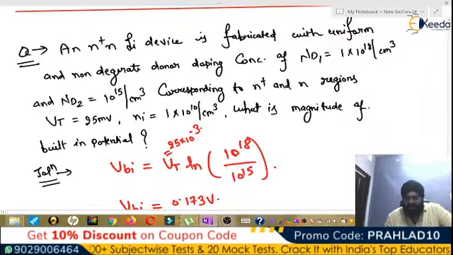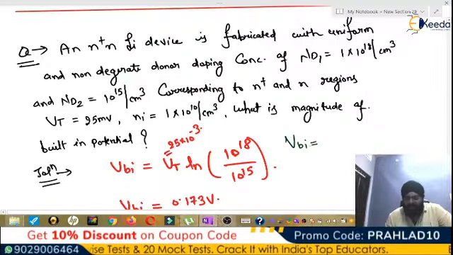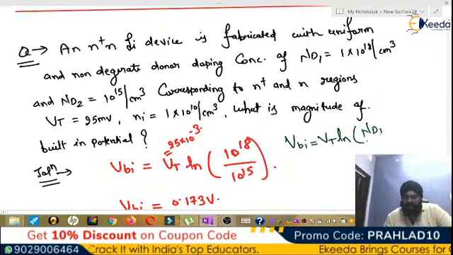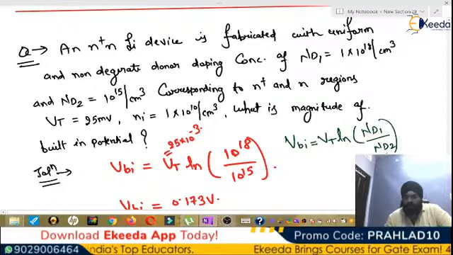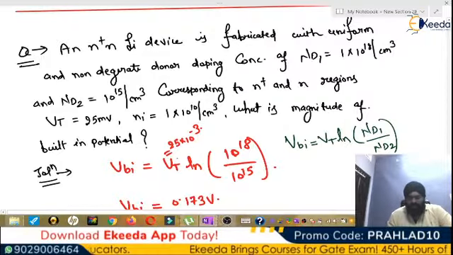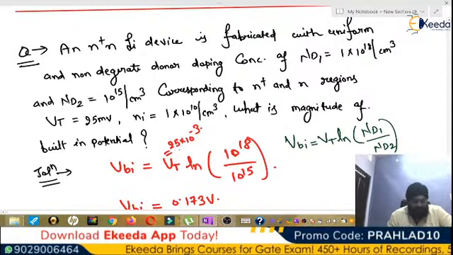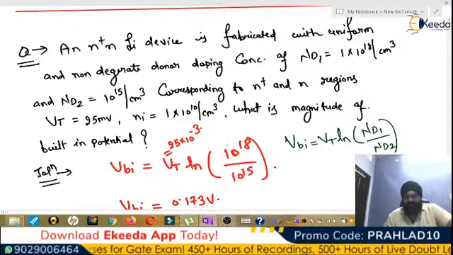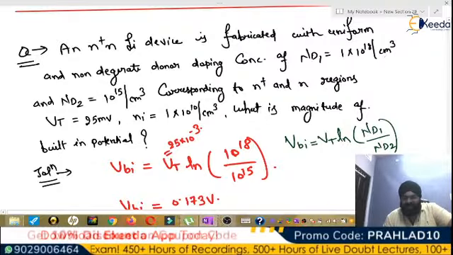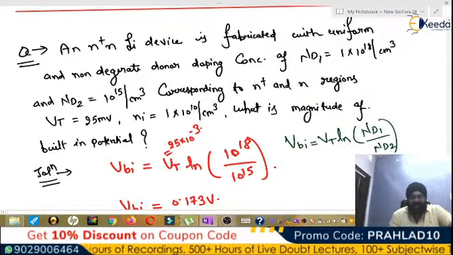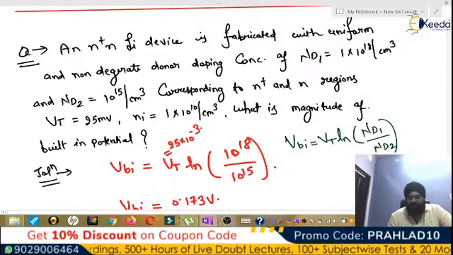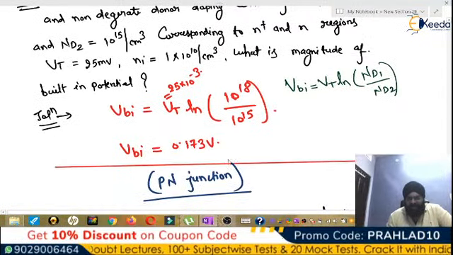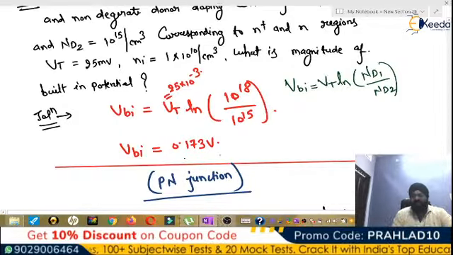Okay, so here we have to calculate the internal built-in potential. The formula is Vt ln Nd1 over Nd2. So we'll put here Vt, which is given as 25 millivolt, so 25 into 10 raised to power minus 3 ln Nd1, which is 10 to the power 18 per centimeter cube, and Nd2, which is 10 to the power 15 per centimeter cube. And when we solve it, Vbi is 0.173 volt.